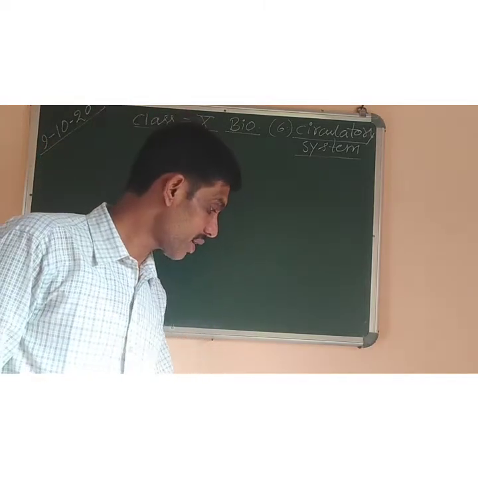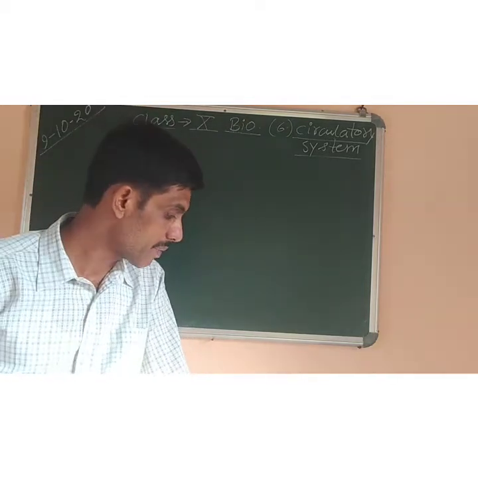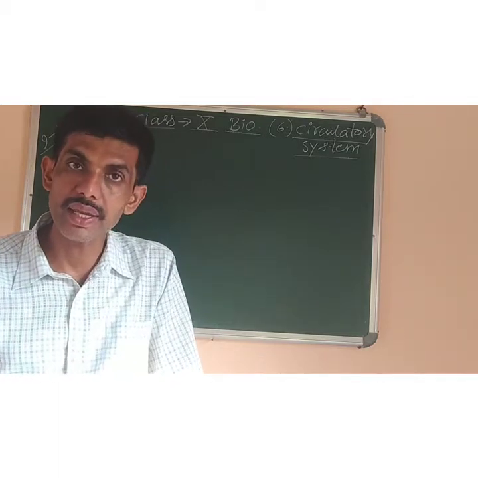What is the pH of blood? Already mentioned in your book. It is 7.35 to 7.45. That is, it is slightly alkaline in nature.